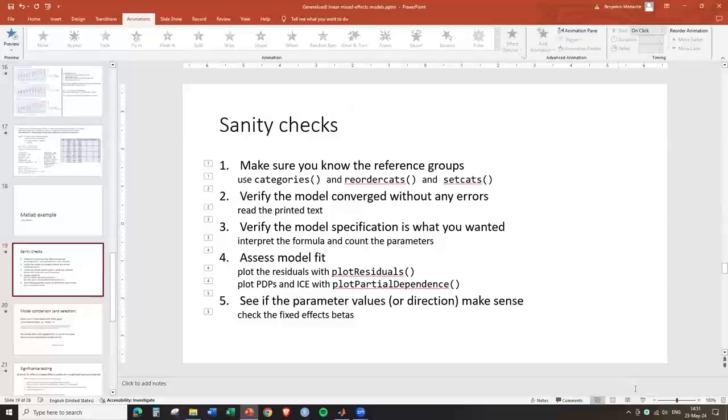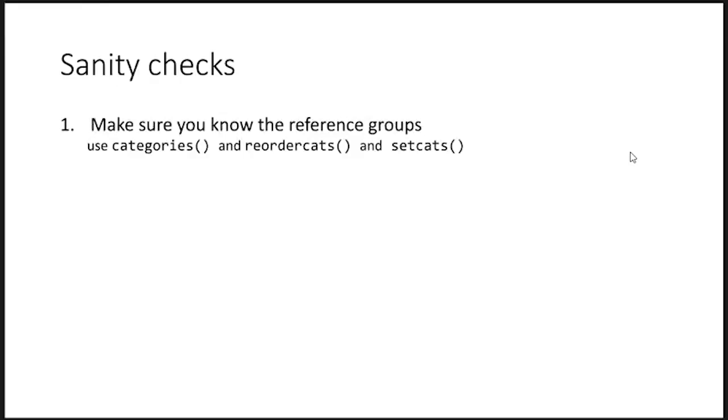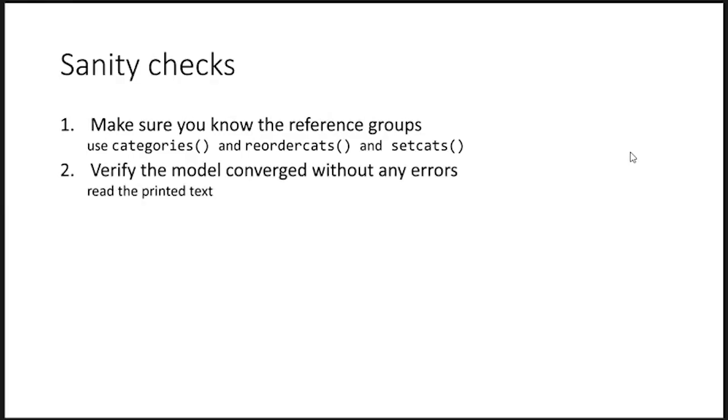So sanity checks that we have that are very important. Make sure you know what the reference categories are. You can use categories or reorder cats or set cats to reorder them. Okay, important. Verify that the model converged without any errors. Because this model, we know that's not an analytical solution. They use all kinds of optimization techniques like gradient descents and other stuff.